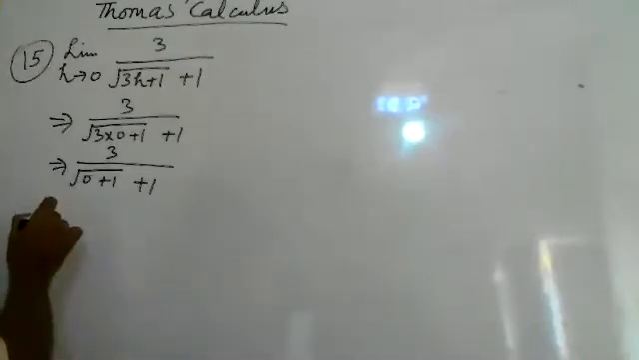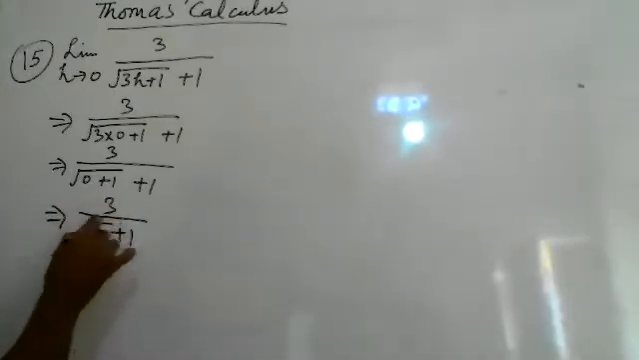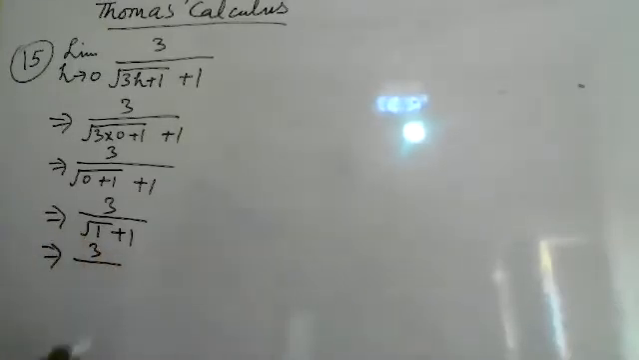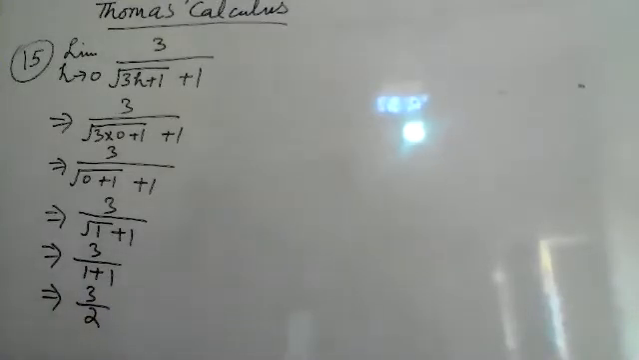It will become 3 upon root 1 plus 1. So root 1 will become 1. 1 plus 1. So the answer is 3 upon 2. This is the way how to find the limits.